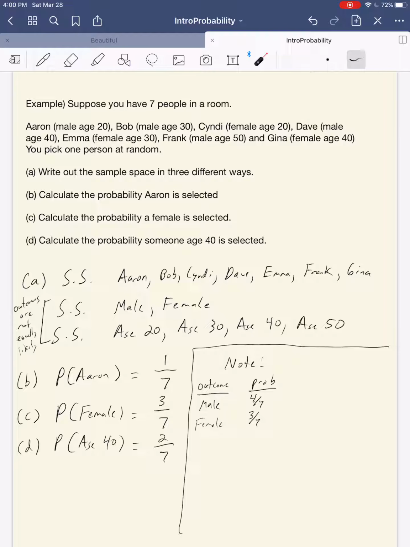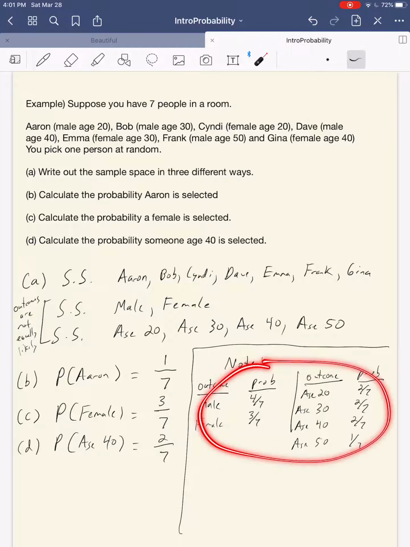If we were only interested in gender, then we might not really think about all 7 of them being there. We just say that males were 4 out of 7, females were 3 out of 7. If we wanted to look at the other one, about age, we could have said the outcome is age 20, age 30, age 40, and age 50. And then the probabilities associated with those wouldn't all be equally likely. Age 20 would be 2 out of 7, age 30 2 out of 7, age 40 2 out of 7, and age 50 would be 1 out of 7. Because remember, there was only one person who was age 50. It was that guy Frank there.